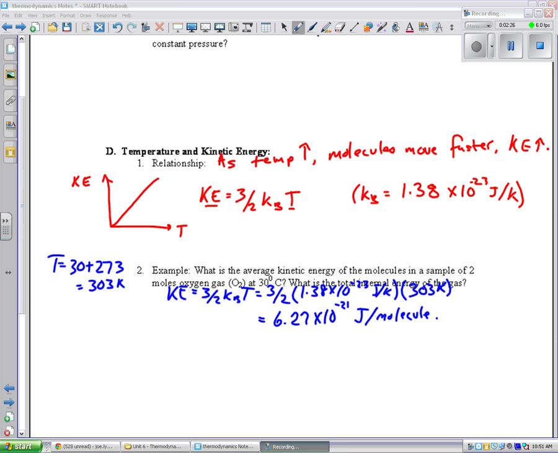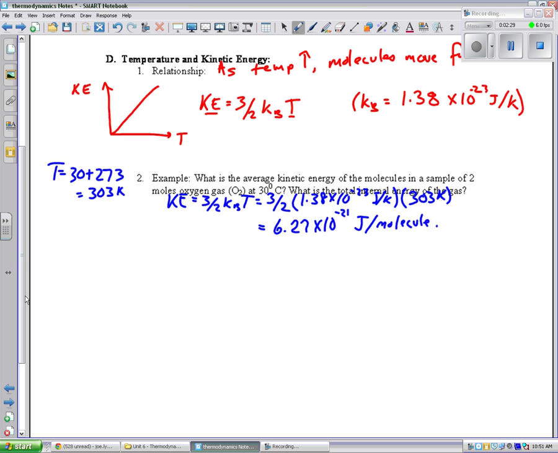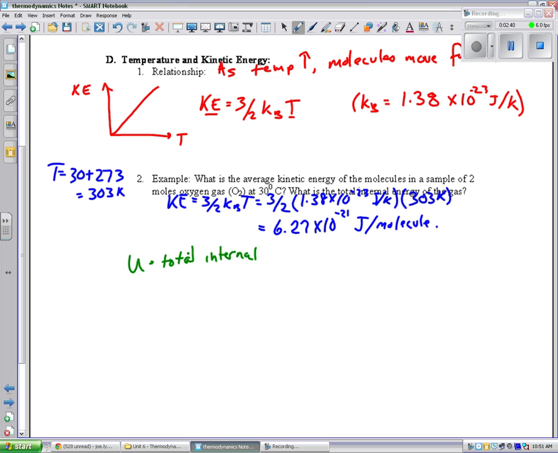Now, the second part asks for the total internal energy of the gas. I'm going to give you a definition here. We're going to use the letter U to stand for total internal energy. Okay, the internal energy is the energy of the molecules. We could get that by doing potential energy plus kinetic energy of each molecule, but PE equals 0 for an ideal gas.